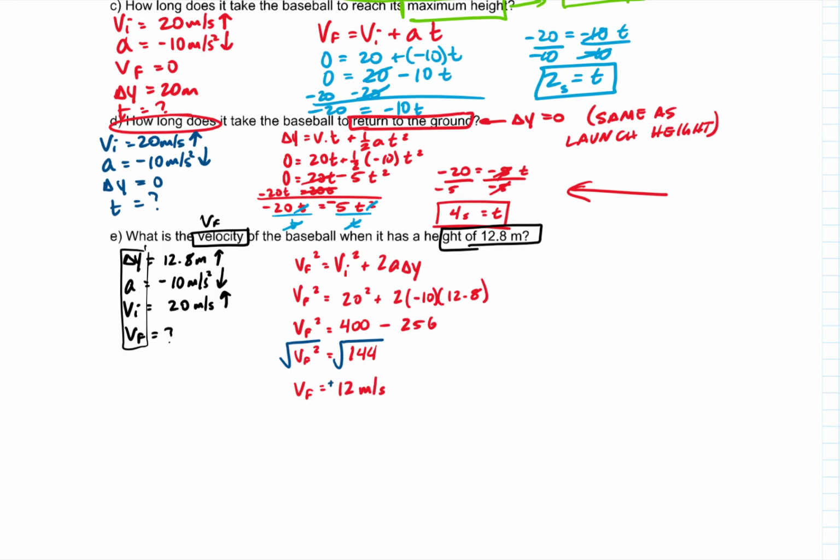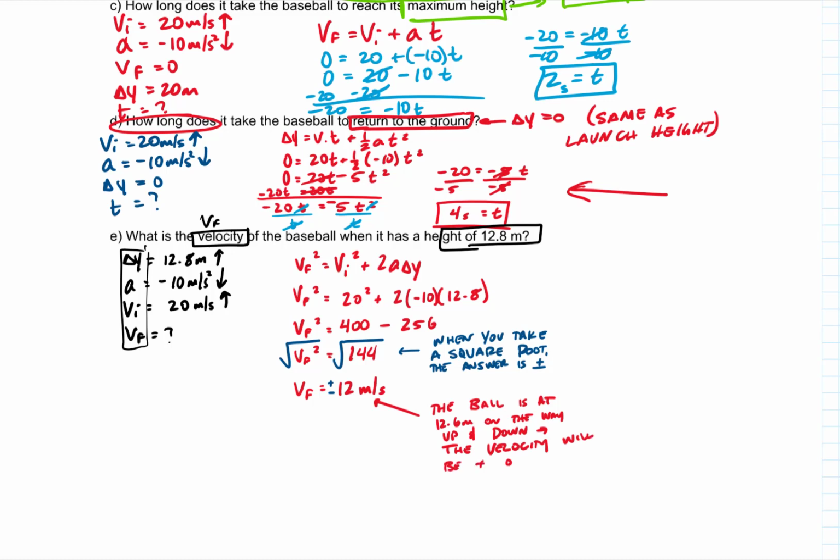But because we're taking a square root, that really could be positive 12 or negative 12. That's what math tells us we have to do with the square root. Now, what this means is, when you take a square root, you may need to write this down. The answer is both positive and negative. What this tells me physically is that we get to 12 meters per second 2 times. The ball's at 12.8 meters on the way up and on the way down. The velocity will be positive on the way up and negative on the way down. That's what it means to have plus or minus velocity.